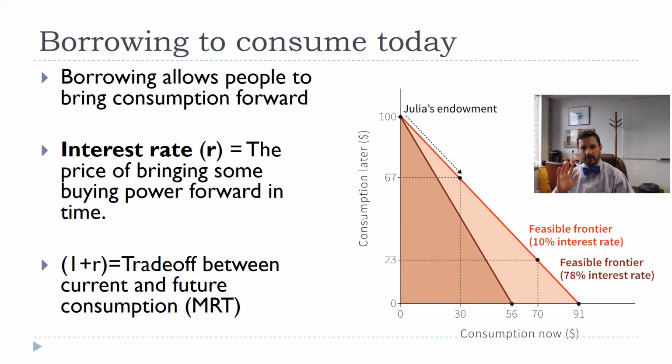So the way we want to think about it is that 1 plus the interest rate is the trade-off between what you can consume now and what you can consume in the future, right? Where the interest rate equals little r, right? We'll call that r. And so as the interest rate r goes up, the slope gets steeper, 1 plus r, and our feasible frontier shrinks.